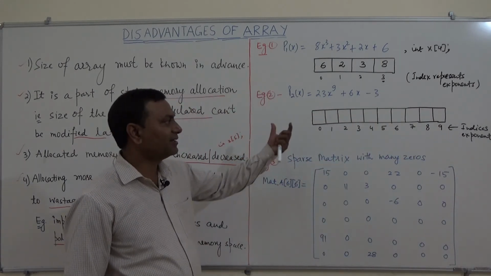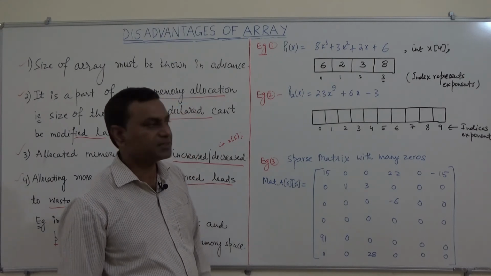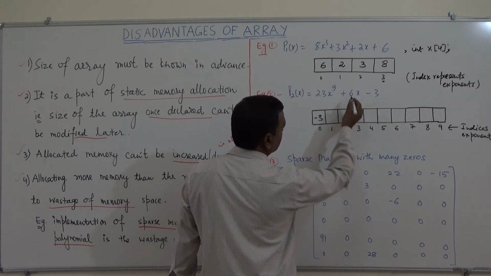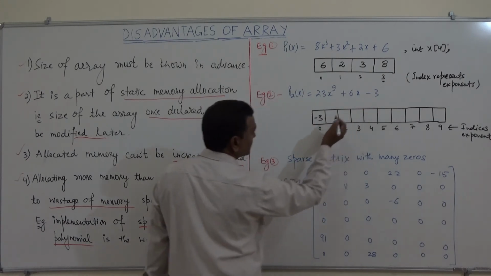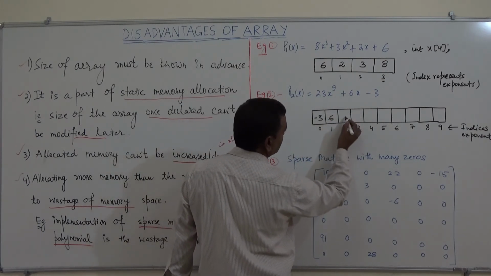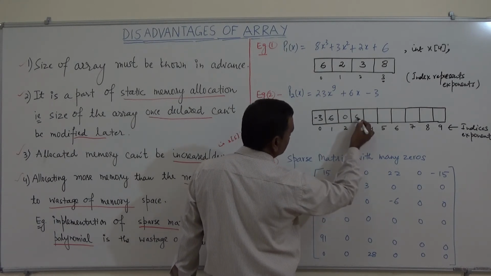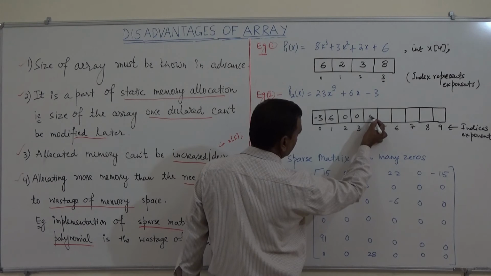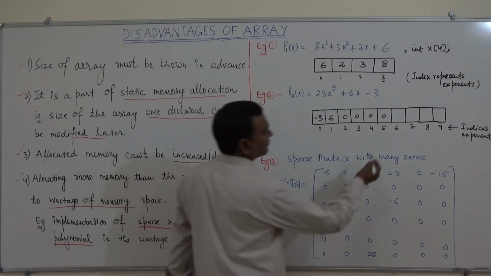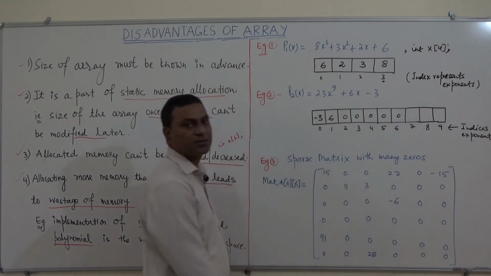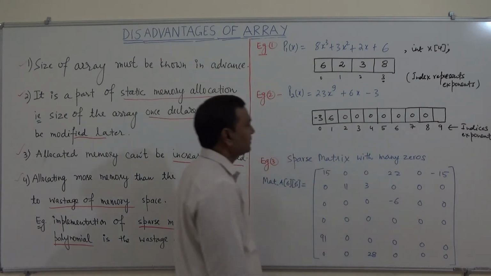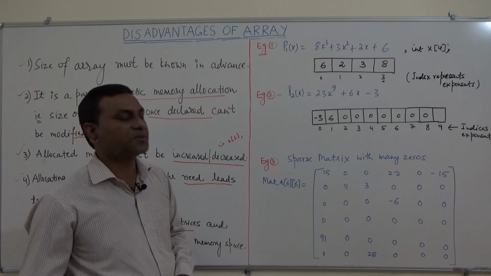Now we will put the coefficients here. For this it will be minus 3, x to the power 0, this is minus 3, and this will be 6, and 4x square. Because this is 0, x cube, its coefficient is also 0, x to the power 4, coefficient is also 0, then x to the power 5 is also 0, and x to the power 6 is also 0, then x to the power 7 is also 0, but x to the power 9 has a coefficient, this is 23.